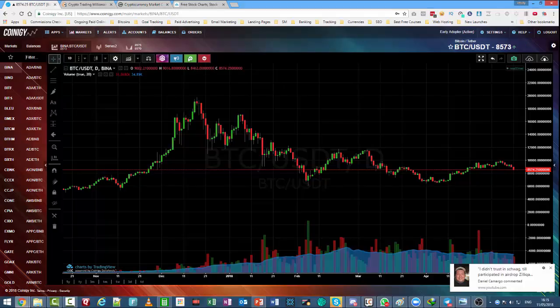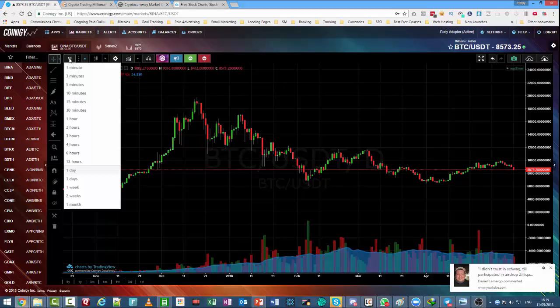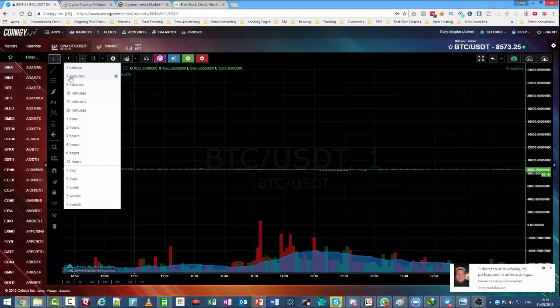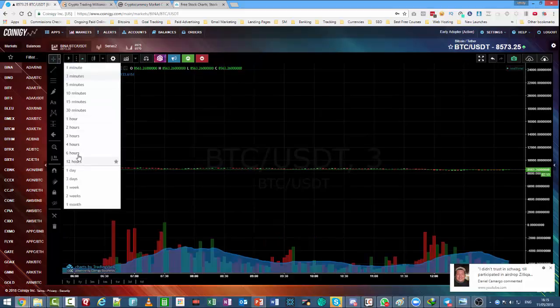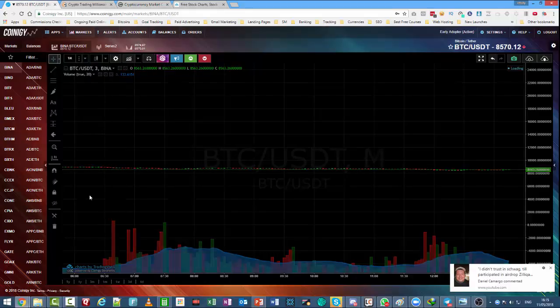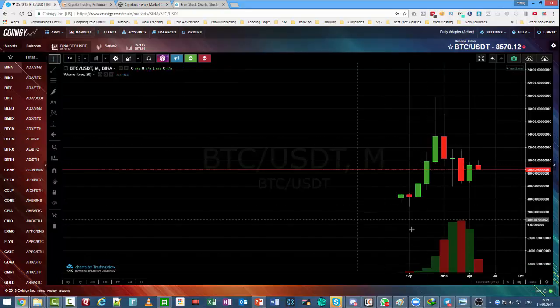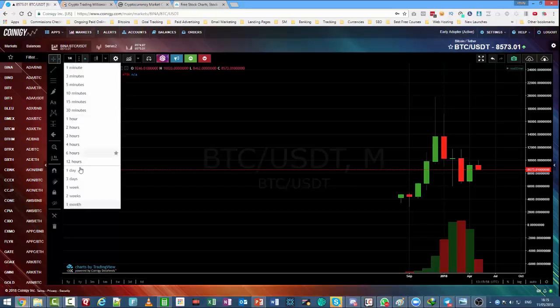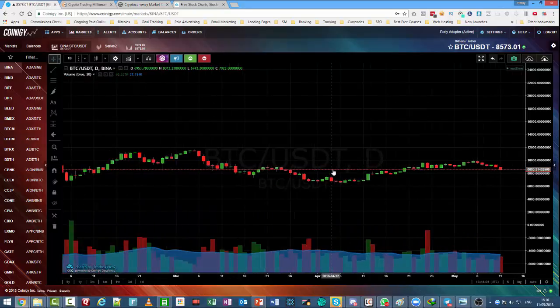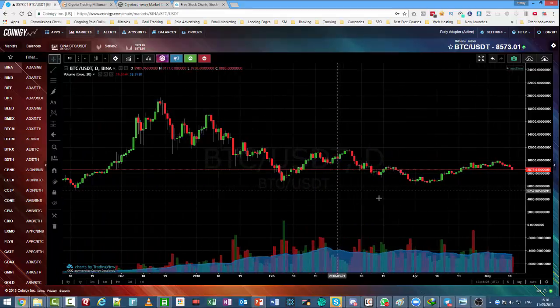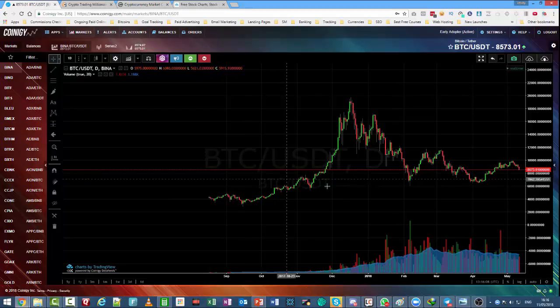Here you can see the time frames, so you can put a snapshot of what is going on on a minute-to-minute basis: 3 minutes, 5 minutes, 1 hour, 6 hours, 1 day, 3 days, even monthly. It will vastly influence how the graph looks in the candles. I'm going to use 1 day for right now. You can scroll with your mouse to get the view closer and further away.